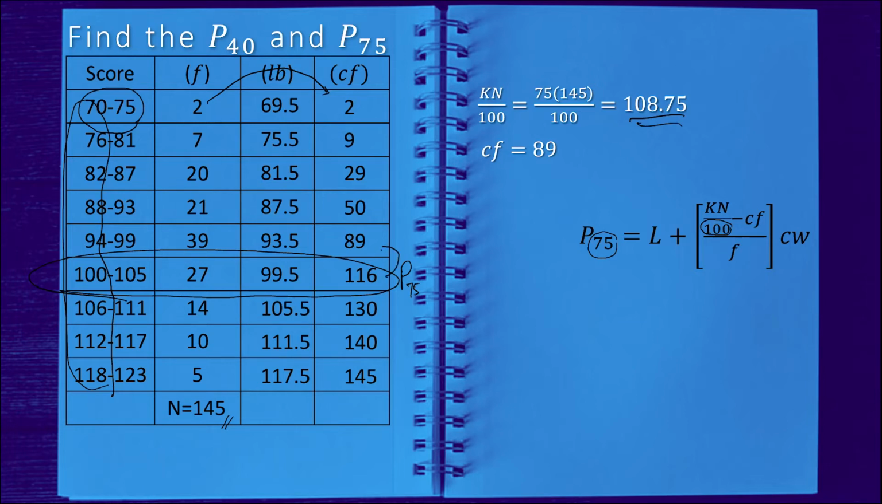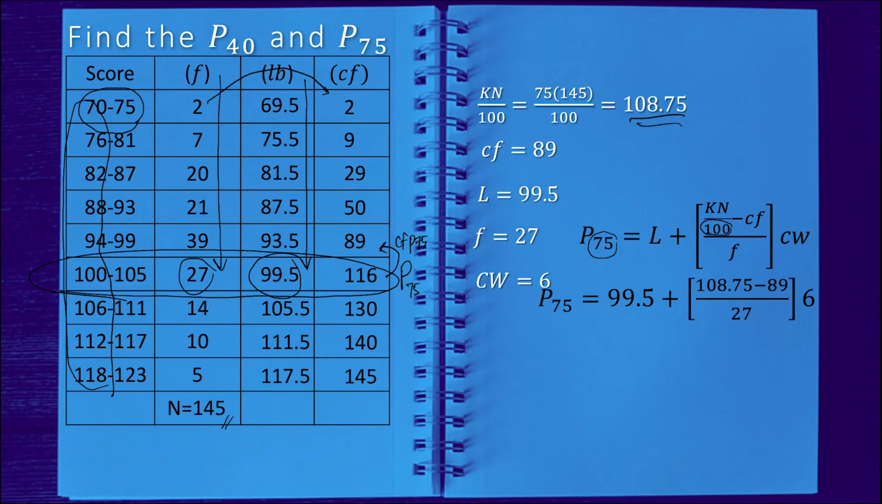So, CF, this is the 89. And then, the lower boundary natin, and that is 99.5. The frequency, that is 27. And the CW is 6. The same process lang. After natin makuha lahat ng values na yan, i-substitute na po natin dun sa formula. That is 108.75 minus 89 divided by 27 times by 6, then plus 99.5. Ganun lang po yung gagawin natin.